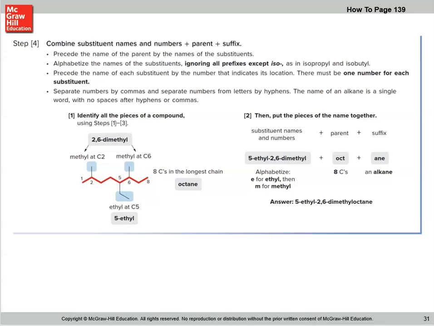One thing to notice about the name here is that between numbers and letters, there are always dashes. In between numbers, there are always commas. And in between different group words, there's nothing. Notice that in dimethyl octane, we only put dashes or commas, and if it's 2 different words, we just kind of glue them together.